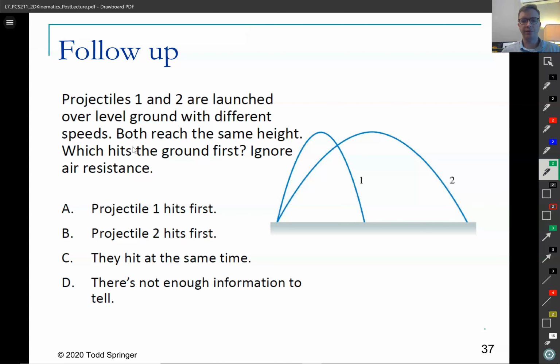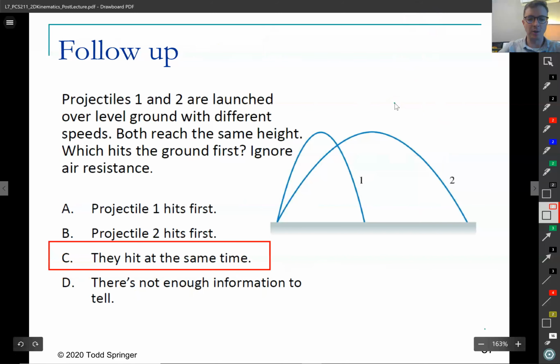So hopefully you've paused the video, you've guessed one of these answers, or at least wagered your own opinion. Hopefully from the example on the previous slide, you realize that these will hit the ground at the same time, because if I look at the motion in the y direction, both of those two are going to the same height, and so they will in fact hit the ground at the same time.